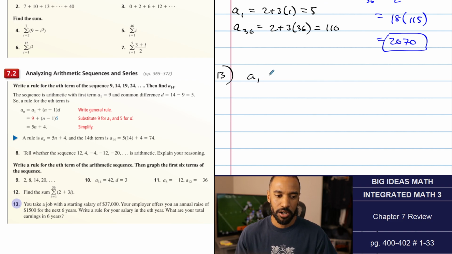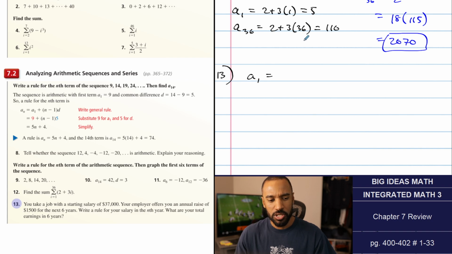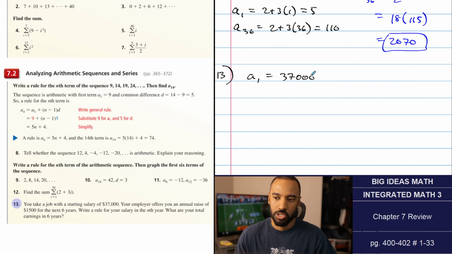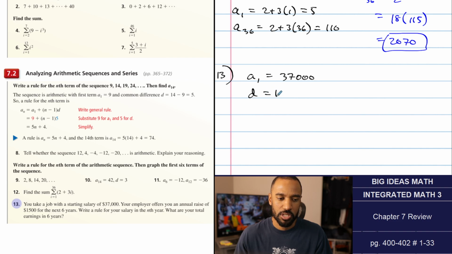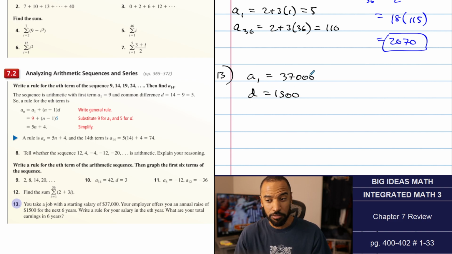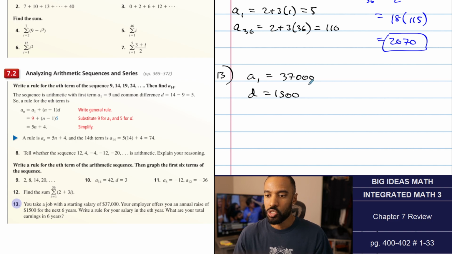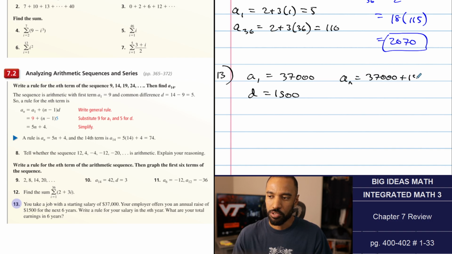Your first year on the job, 37,000 is considered to be the first year, your starting salary, first year, the nth year. Yes, your starting salary, your first year on the job is 37,000. Your common difference is 1,500. We know it's a common difference because we're adding 1,500 each year. So we can write a rule for this. This is our part A for the nth year. For any year n, we have 37,000 plus 1,500 times n minus 1. I'd like to add 15,000 a year. That'd be great.